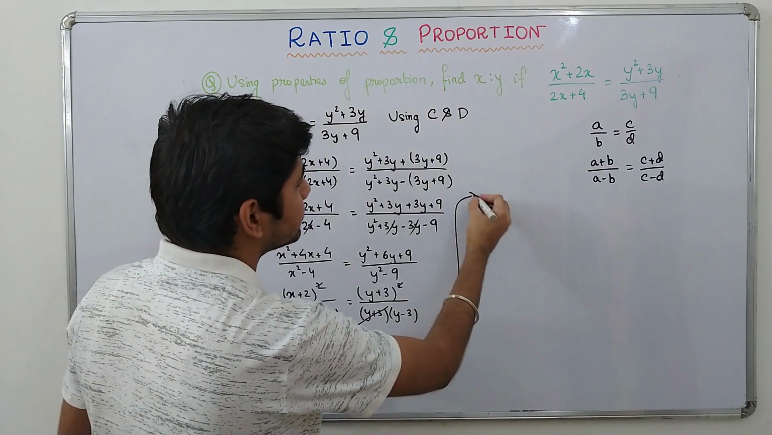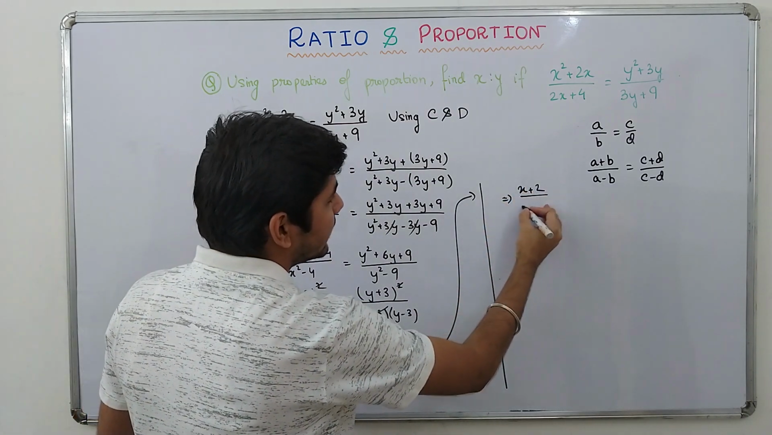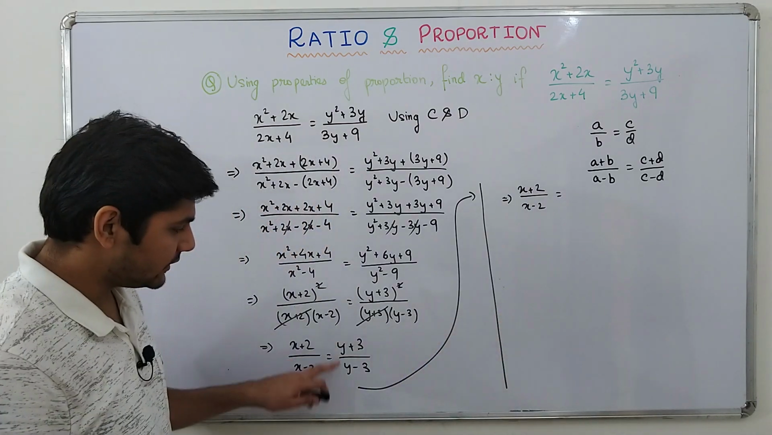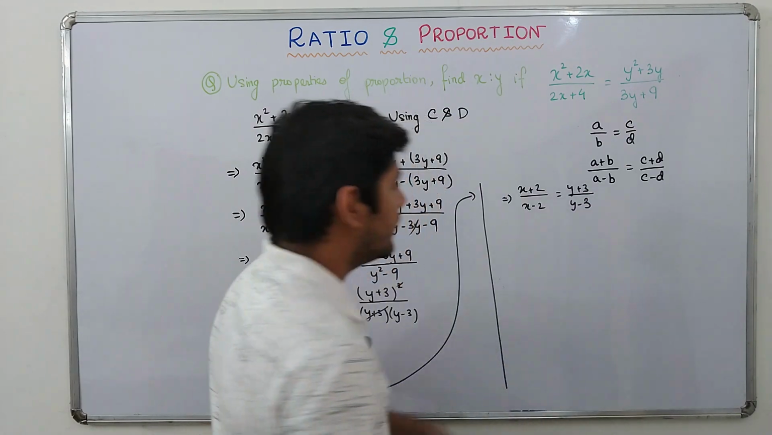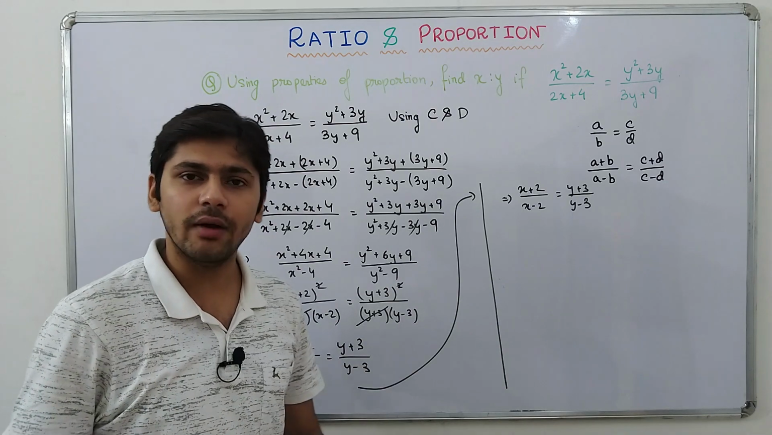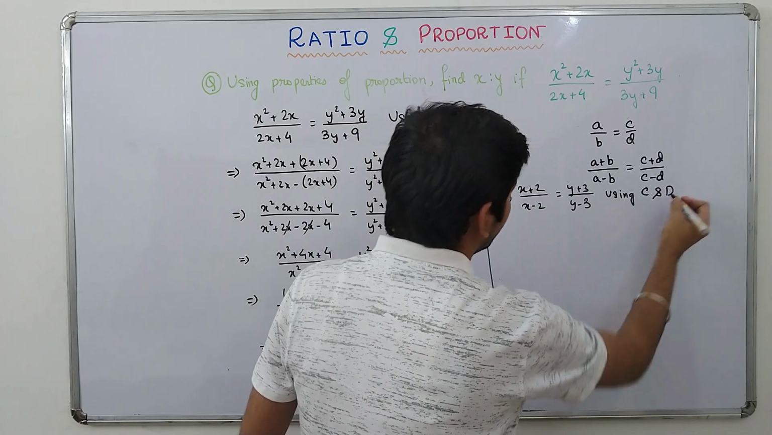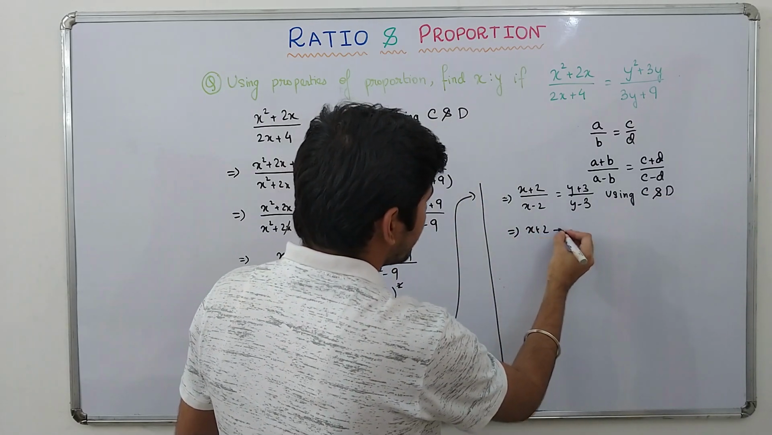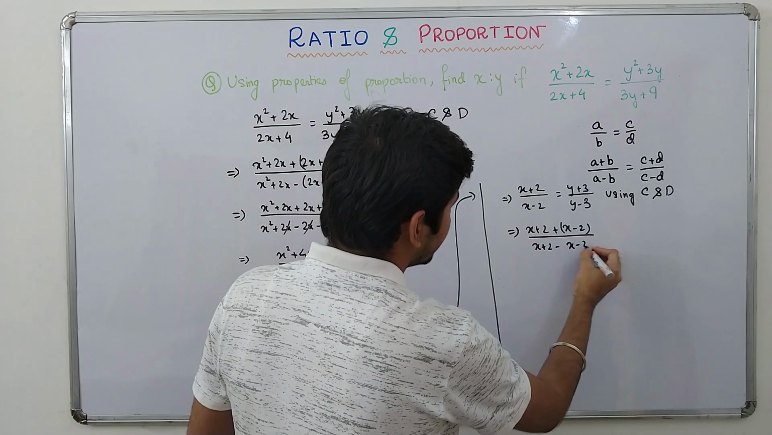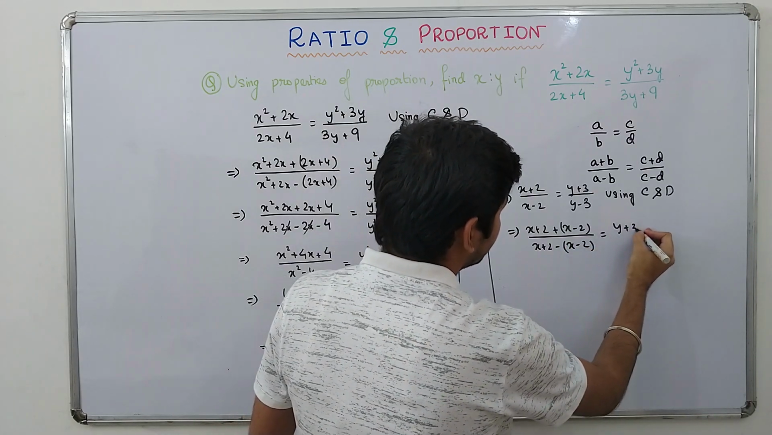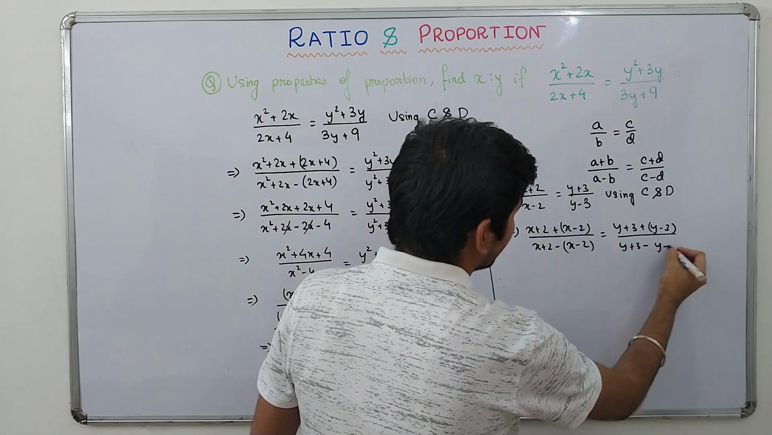Now let's come over here. So what did we get? We get (x plus 2) by (x minus 2) is equal to (y plus 3) by (y minus 3). Now over here what will we do? We will again use componendo and dividendo. So using componendo and dividendo, we get (x plus 2 plus x minus 2) by (x plus 2 minus x minus 2) is equal to (y plus 3 plus y minus 3) by (y plus 3 minus y minus 3).